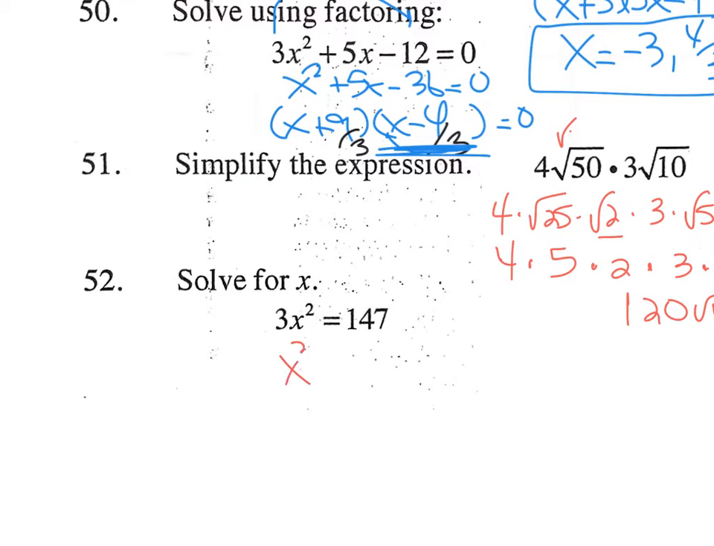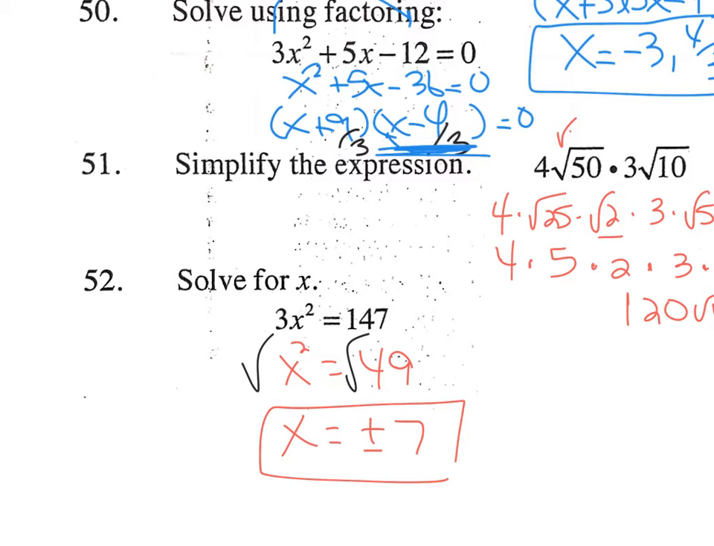Next one, 52. Divide by 3 first. If you divide 147 by 3, you get 49. That's convenient because you got to get rid of the square. So I'm going to take the square root of both sides. Don't forget when you take the square root of both sides that you put plus or minus in front of your answer. Plus or minus 7.